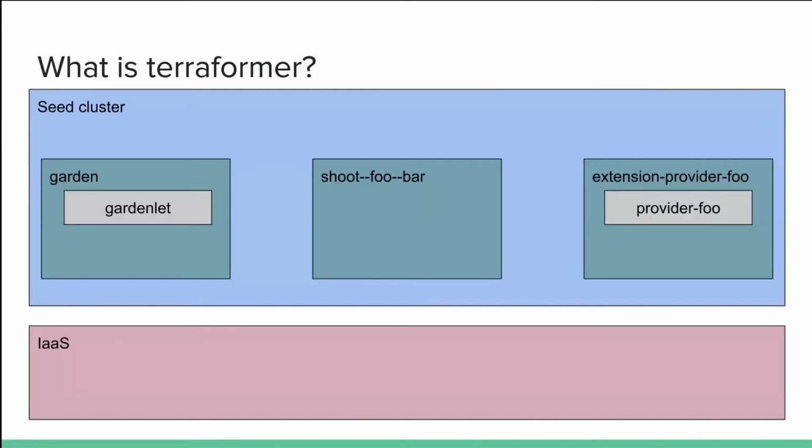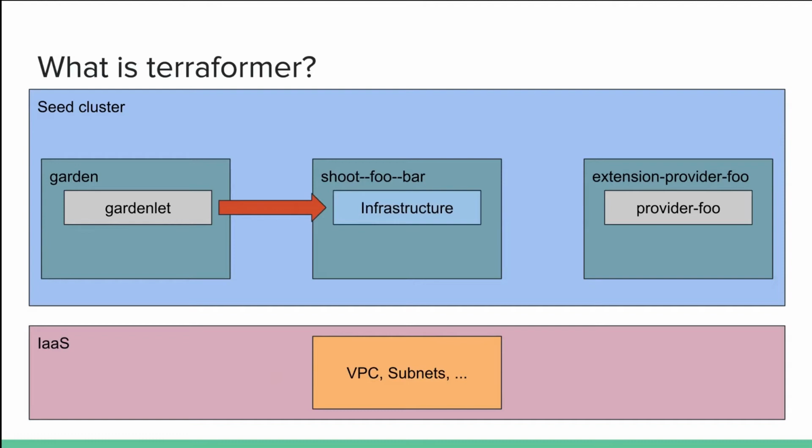So how does this look like on the seed cluster? When a shoot cluster is created, the first step is always to create a namespace on the seed cluster, which will host the control plane and so on. As said, we need some VPC and subnets and so on the infrastructure layer. And because the gardenlet doesn't know anything about the provider specifics and is basically pretty generic, it just creates this infrastructure custom resource in the shoot namespace, which is basically an intent to create those resources needed for a specific provider. And then the responsible provider controller kicks in.